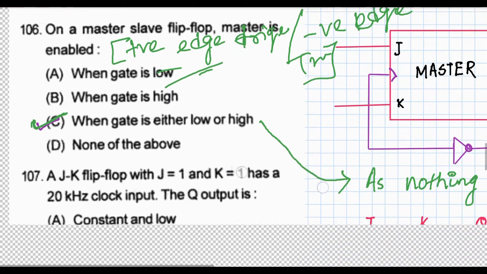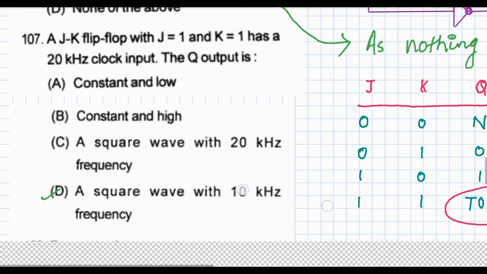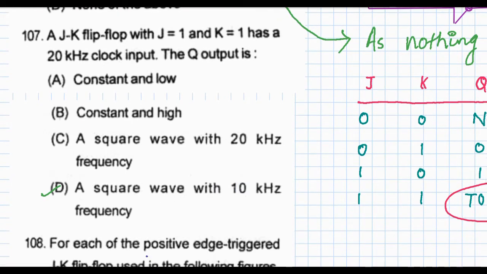So now the next question is: a JK flip flop with J equal to 1 and K equal to 1 has a 20 kilohertz clock input. The Q output is: option A, constant and low; option B, constant and high; option C, a square wave with 20 kilohertz frequency; option D, a square wave with 10 kilohertz frequency.